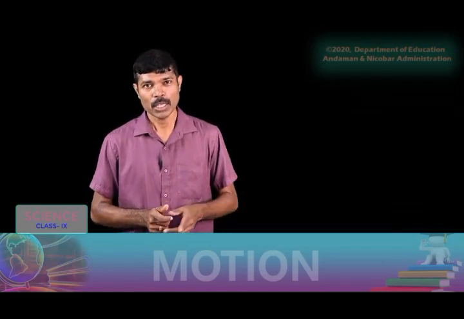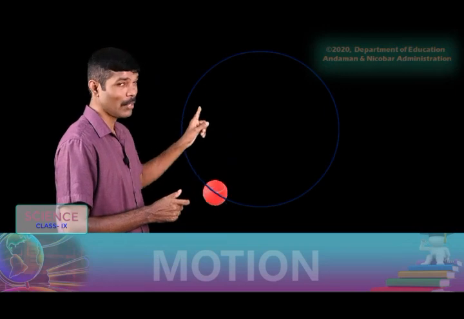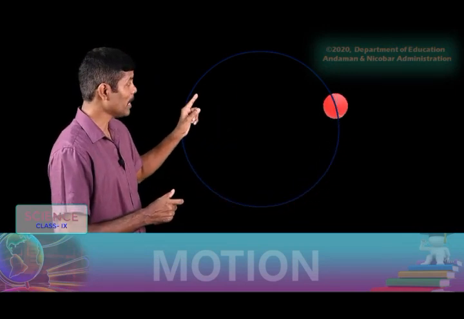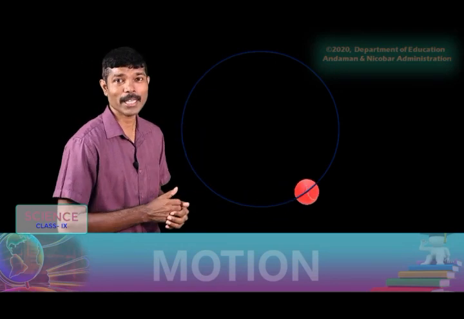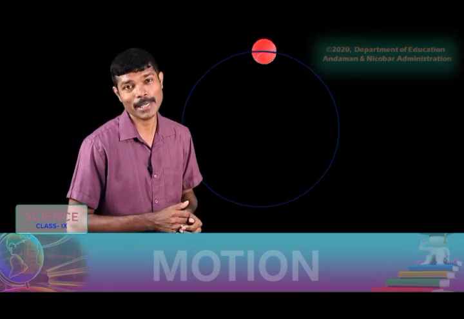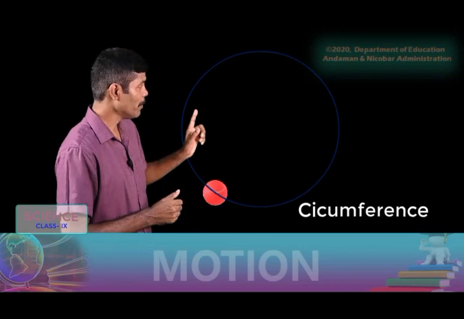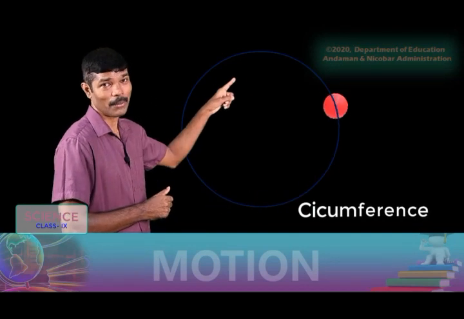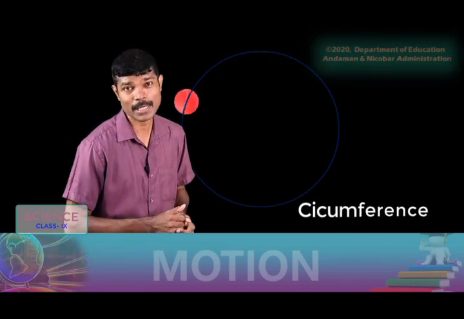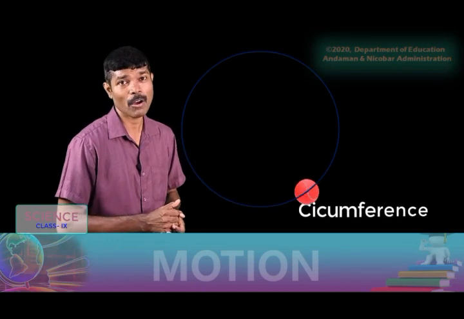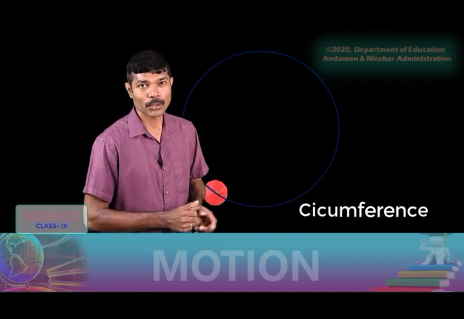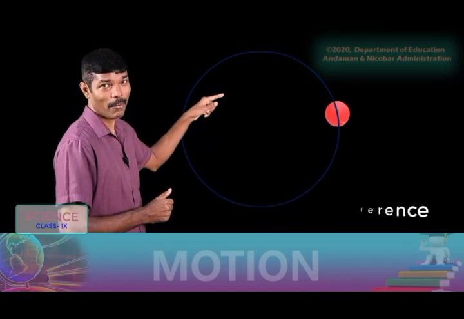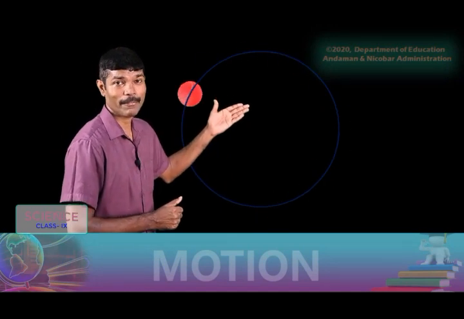To find this, look here, it is a circular path. The total distance of the exterior path is called the circumference, as you have already learned in mathematics. So the circumference of the circular path is the total distance to be covered by an object following uniform circular motion. So the total distance can be found by knowing the circumference.